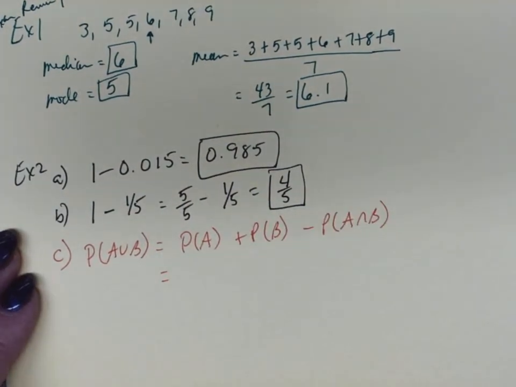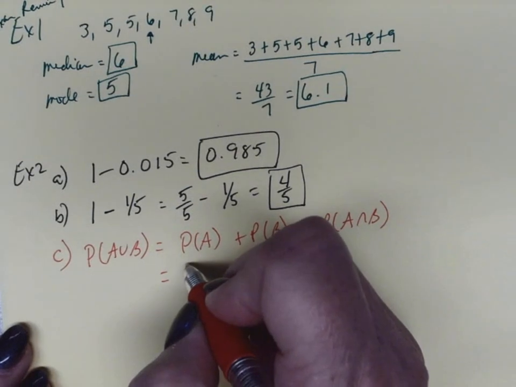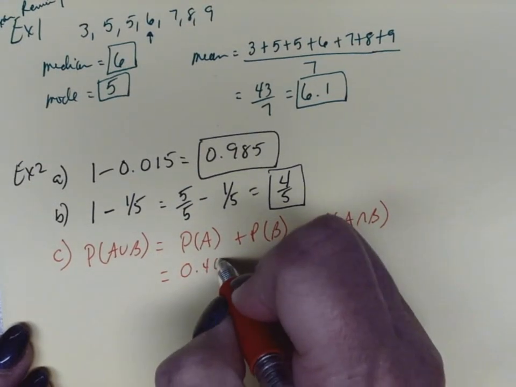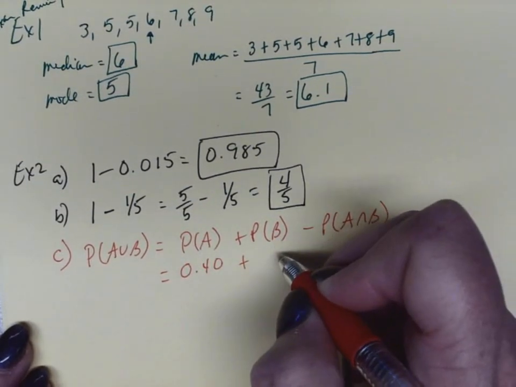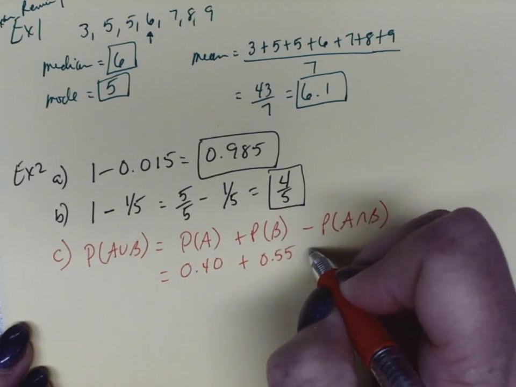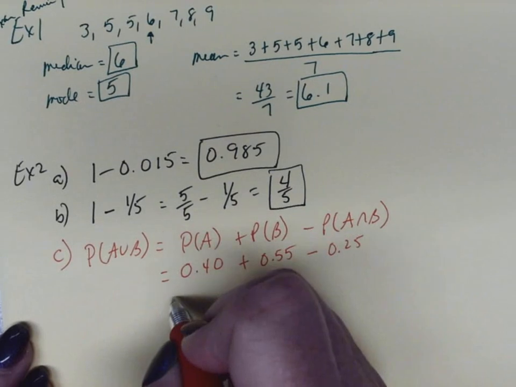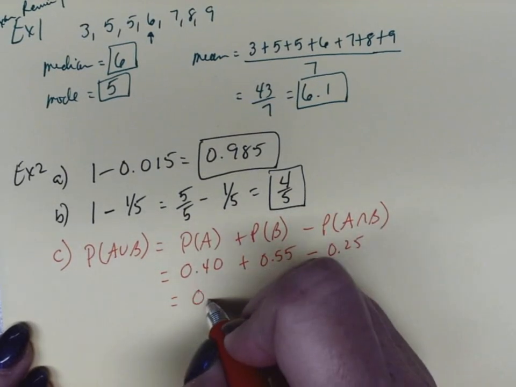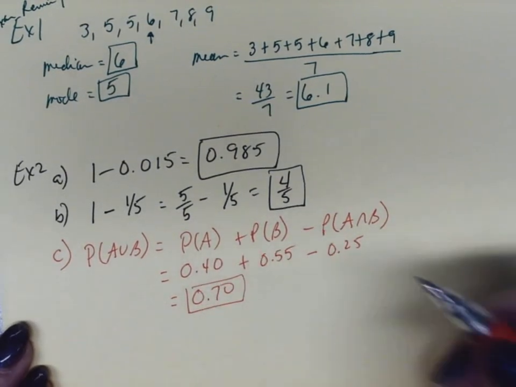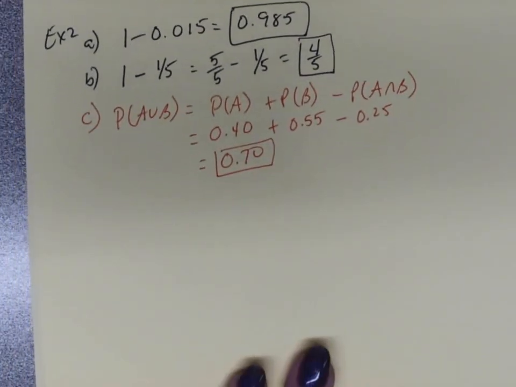So here we just need to plug in our numbers. The probability of A is 0.40. The probability of B is 0.55. And we were given that the intersection is 0.25. This will get us an answer of 0.70. That is the probability of the union.